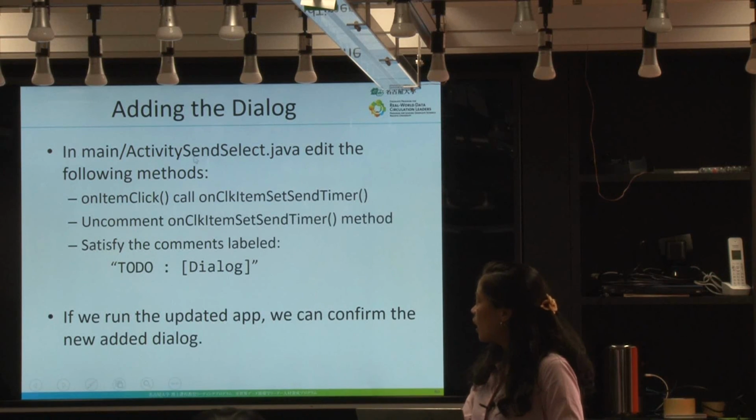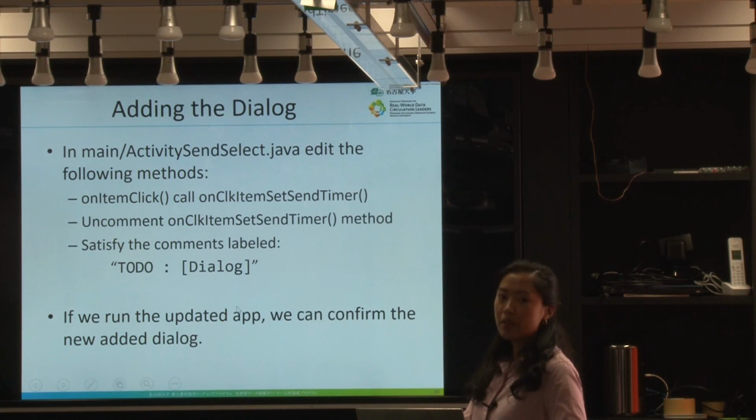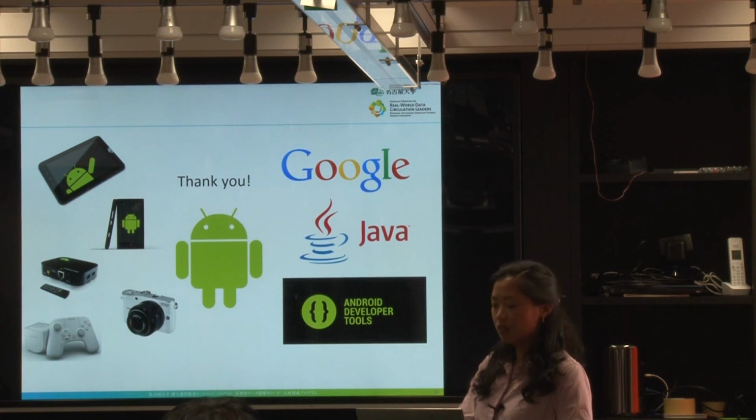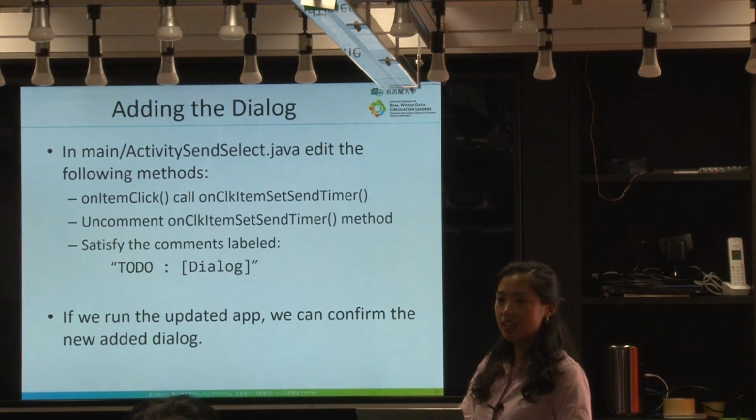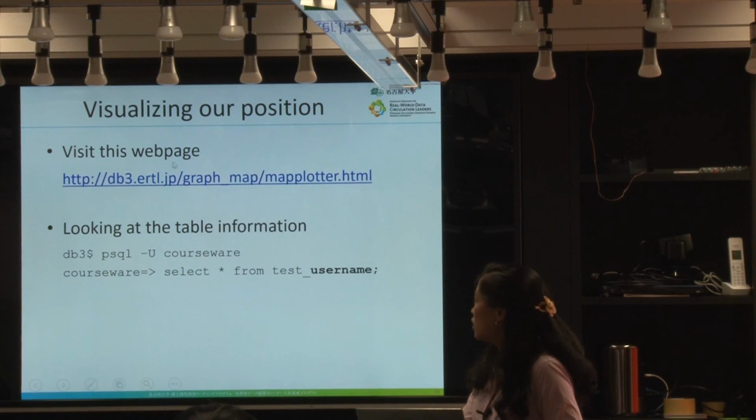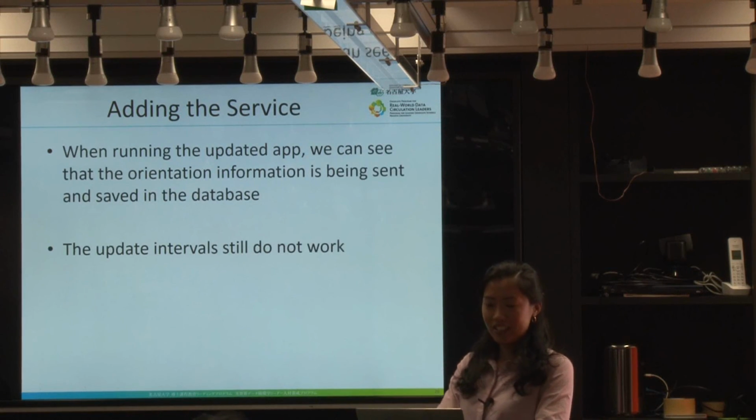And then after that, go back to activity send select.java, and on item click call, on item click set send timer, uncomment this method and then satisfy the comments for to do dialog. And then if you run the updated app, you should confirm the new dialog. So after this, basically it's the end, and then we'll just move on to debugging your application and visualizing the information in this web page. Okay? So you have until 4:30 to finish everything.